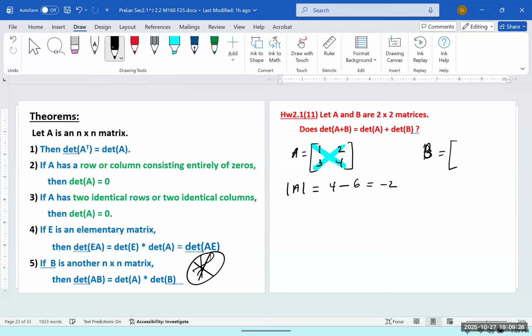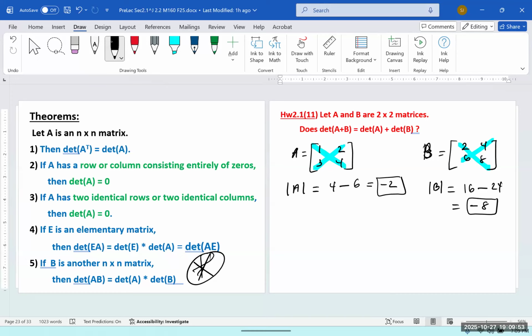Now let's see another matrix B. Another 2 by 2 matrix. Two, 4, 6, 8. So what's the determinants of that? 16 minus 24, which is -8.